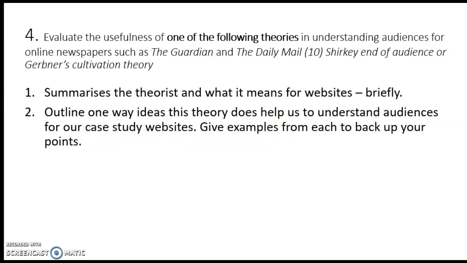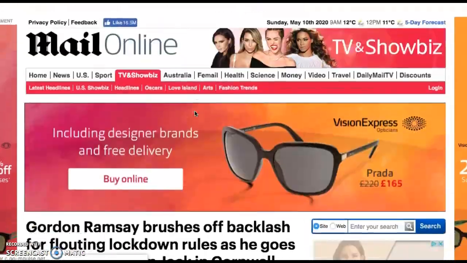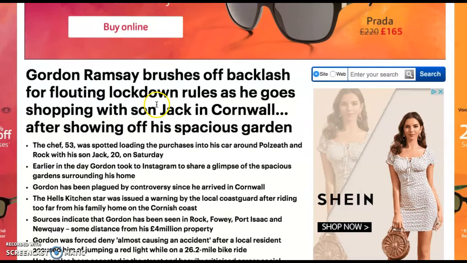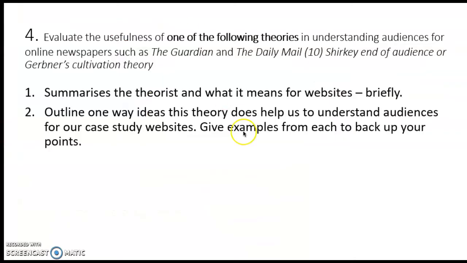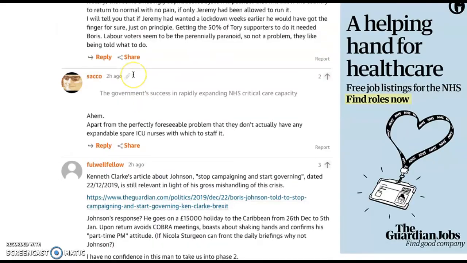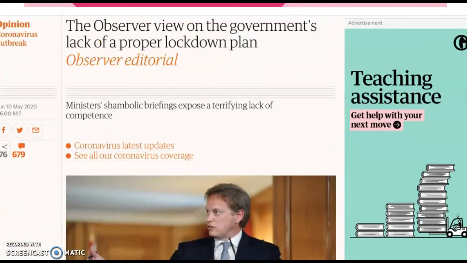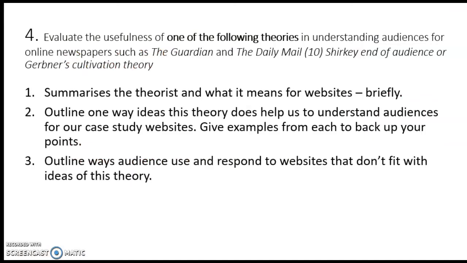So in this case, I might say the 1,000 or so people who have commented on the Gordon Ramsay story about him flouting lockdown rules suggests that there is scope to have a look at Shirky's theory to say that there is no passive audience because people want to be involved in the story. And I might also say the same about the Guardian website here and give some specific examples about the 600 or so people who have commented on the government's handling of lockdown. So by talking about the people commenting on the article, you are directly answering the question regarding Shirky's end of audience theory.